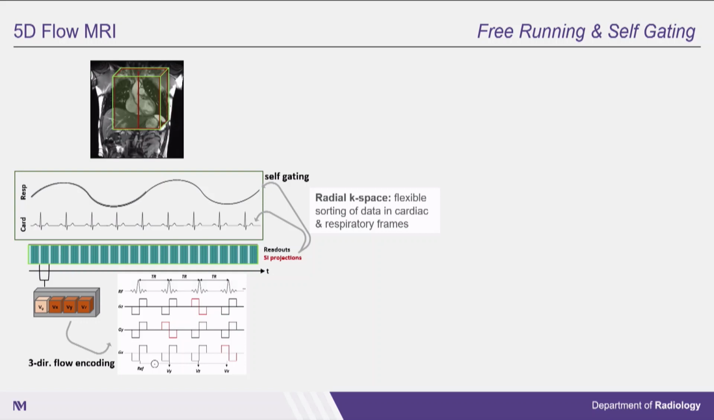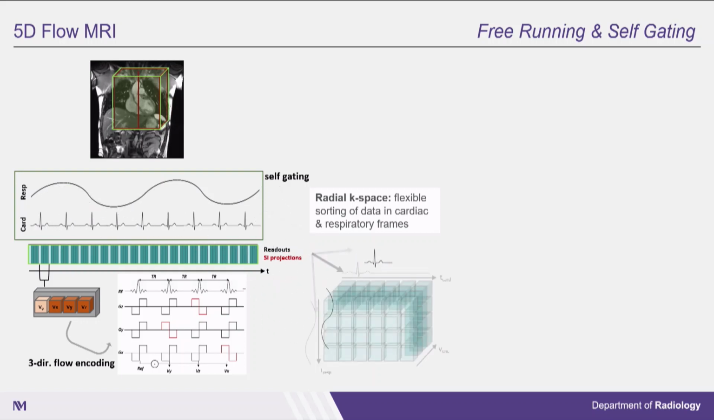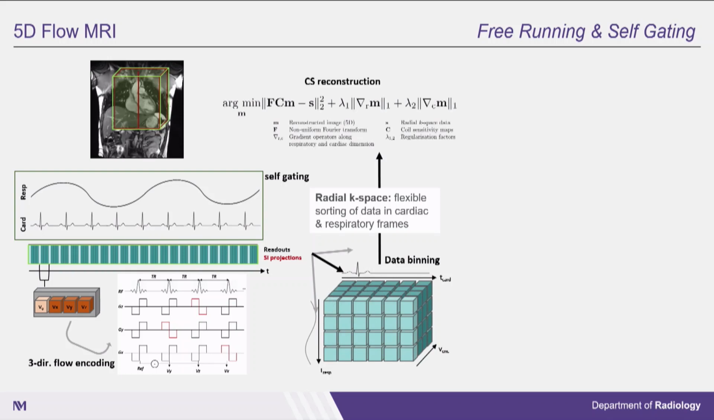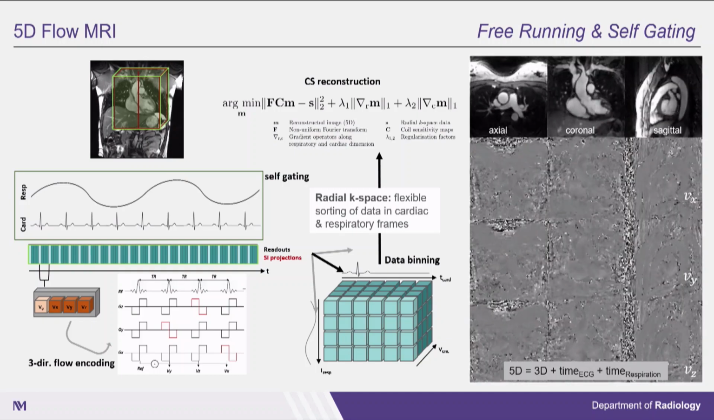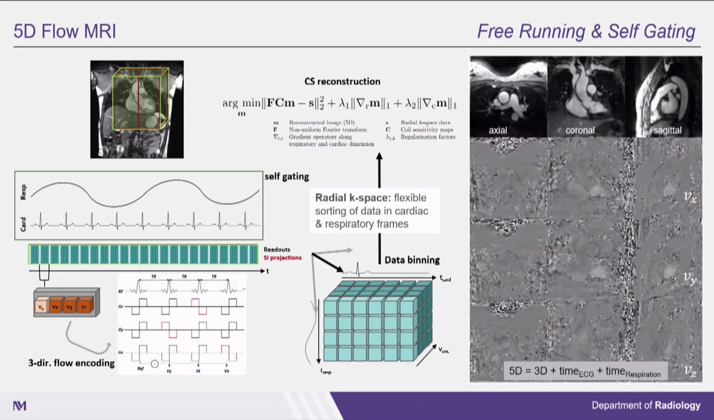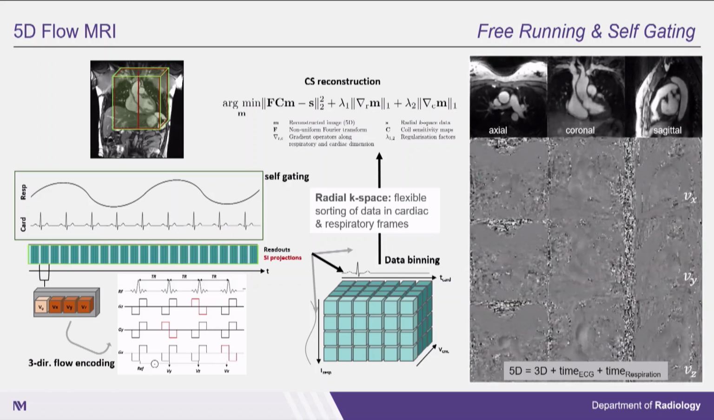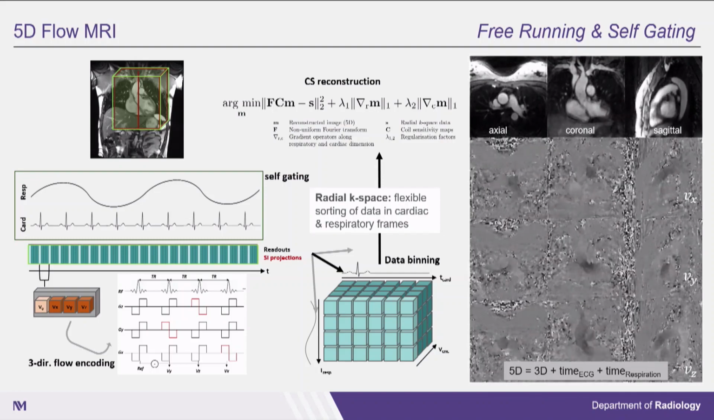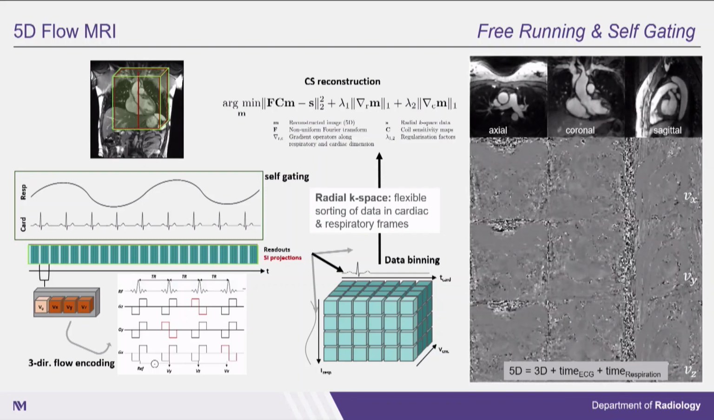And then after the scan, you take all the data and bin it along the EKG and respiratory direction, then use some kind of CS reconstruction, or it could also be an AI in future, and then reconstruct the data after the fact. So you get really a fully 5D flow data set. 5D now stands for 3-dimensional space, time across the cardiac cycle, and time across the respiratory state.